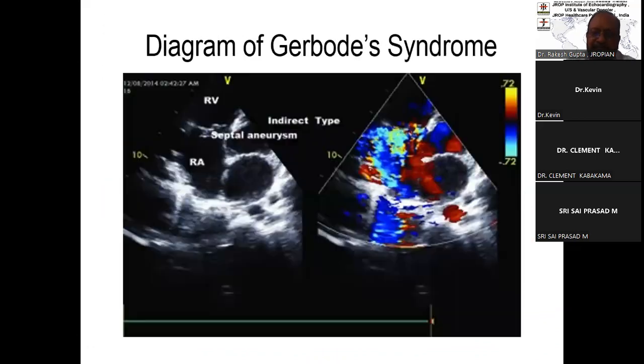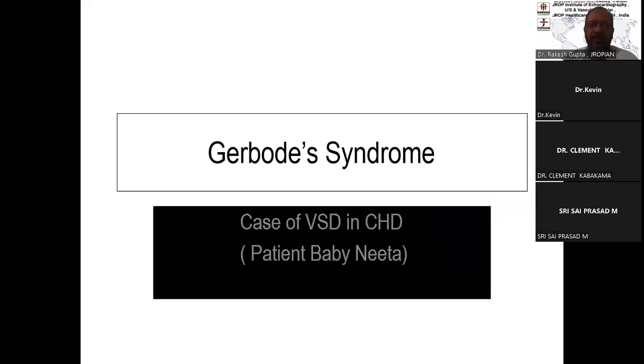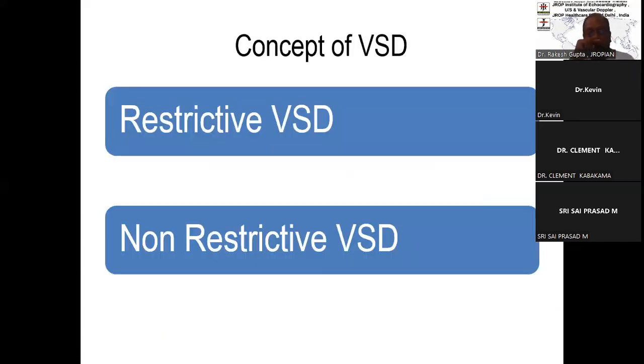Well, if the VSD has become non-restrictive, it means what? The patient's PA pressure has gone almost as high as systemic pressure. So then we have to really look at the pulmonary vascular resistance to decide whether this patient will benefit after intervention or not. On the contrary, if it is a restrictive VSD, large gradients are present, obviously that is a small VSD, with the gradient from LV to RV much higher as compared to normal subjects.